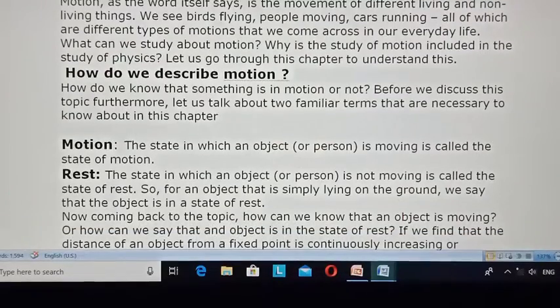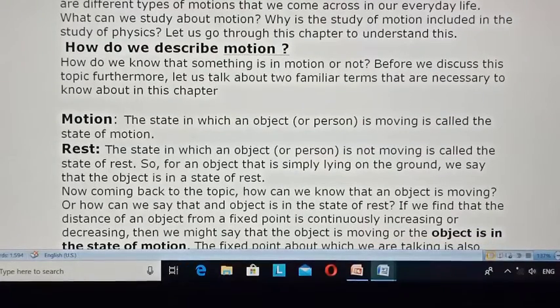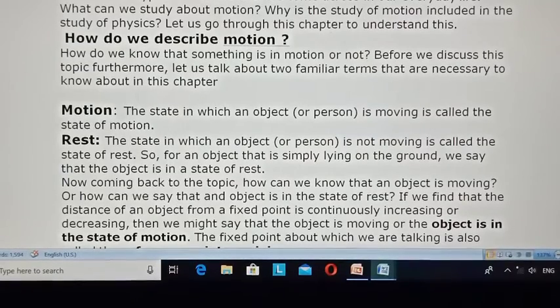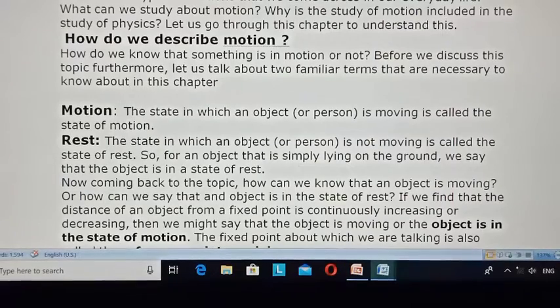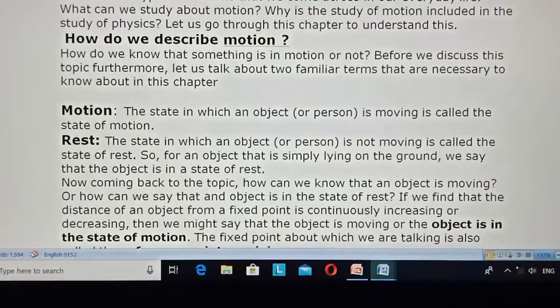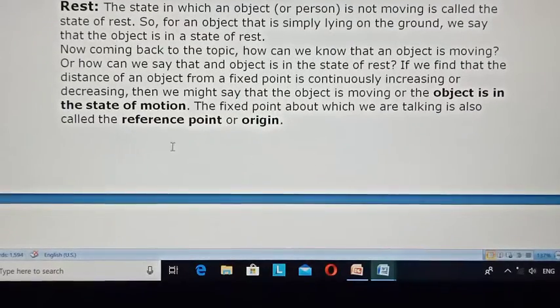I don't know whether you have learned in lower class or not, but now you need to know reference point or origin. Say example, you are standing at a distance 5 meter from a wall. So if I ask what is your position, if you say that you are standing at a distance of 5 meter from a wall, then that wall is the known point which I consider as the reference point. If I know the position of the wall, definitely I will be able to know about your position. So that is what is called reference point or origin.